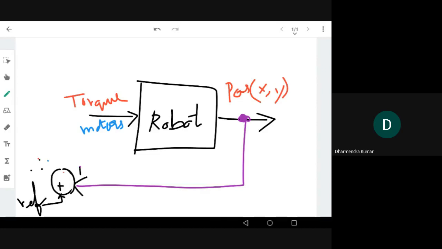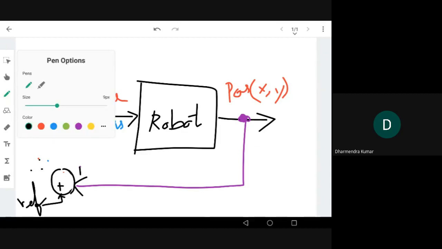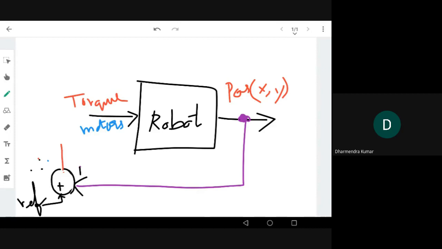Okay, so this reference is the position which the human or the operator wants the robot to be at, but the real position is measured by the sensor or accelerometer or the position sensor, displacement sensor. Now this reference minus actual position will give you the error. This will be the error, right? Now this error will be going to the controller.